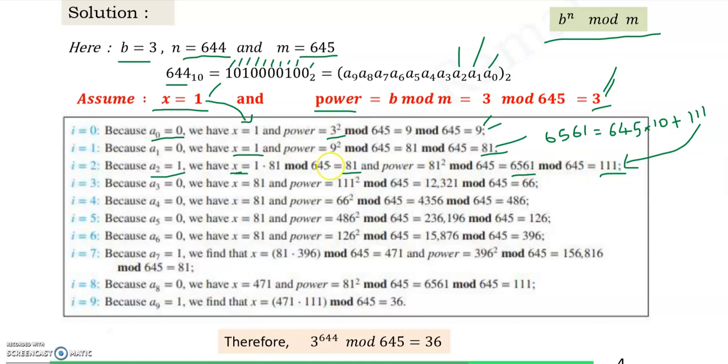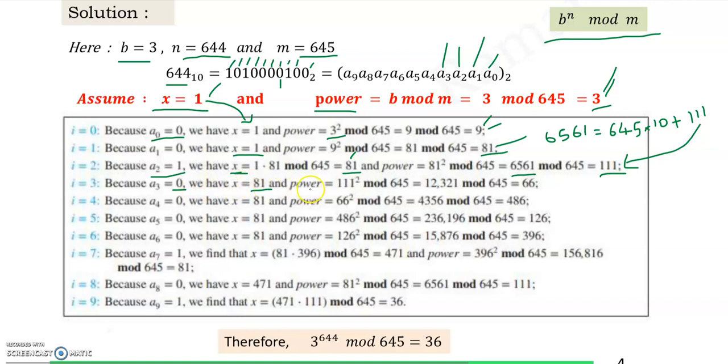Now next, until a2 we have calculated. Now what is a3? a3 is nothing but this 0. You see here a3 is 0. When you get this value 0, don't calculate new x. That is important. So what is the previous x? That is 81, so you take that 81. Whenever you have 0 here, use the previous x.